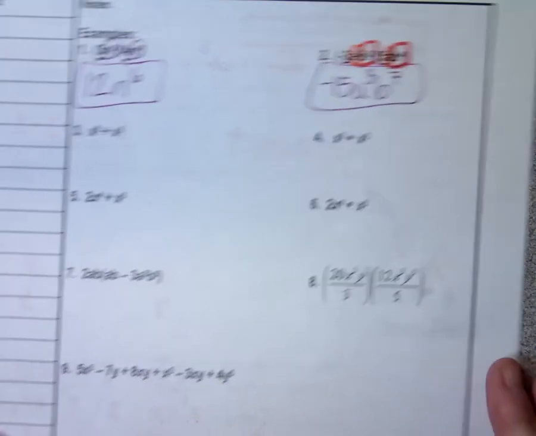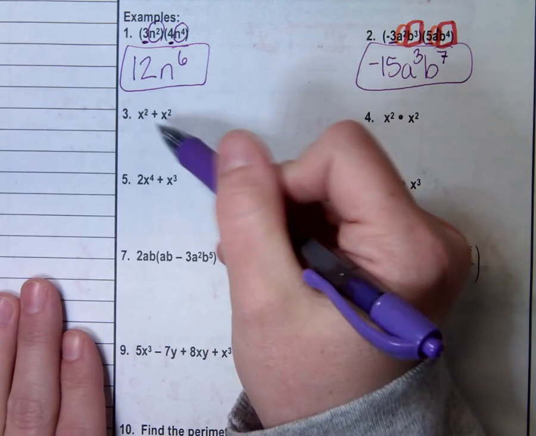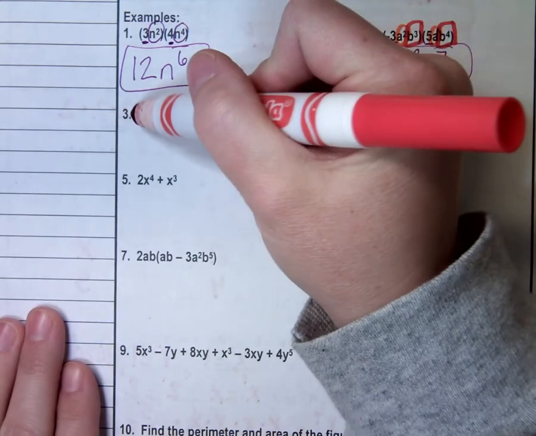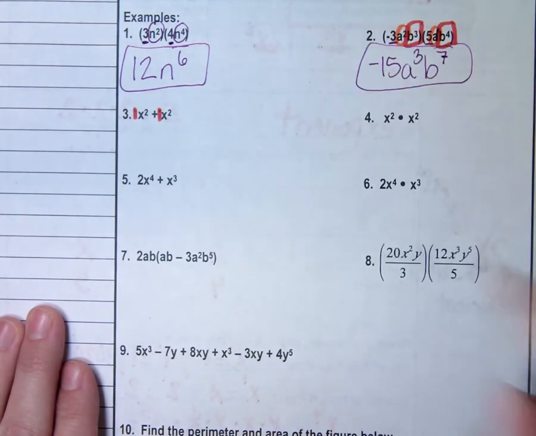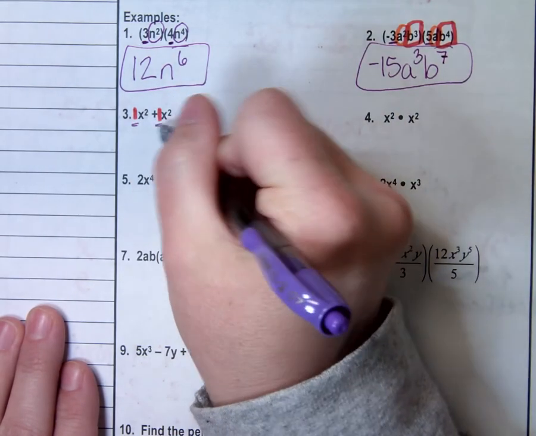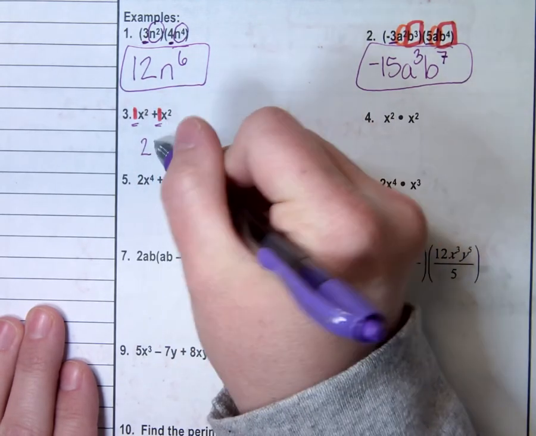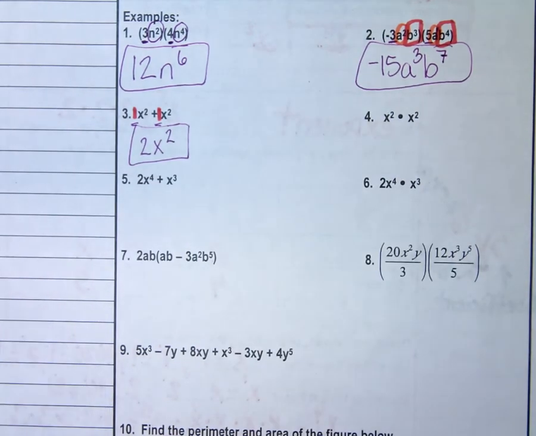Okay, now number 3, switch things up a little bit. Number 3, I'm not multiplying, I'm adding. So this takes us back to stuff we learned a long time ago. Whenever you're adding like terms, all you add are the coefficients. So 1 plus 1 is 2, and then whatever the variable part is, that just recopies. So the answer is 2x squared.